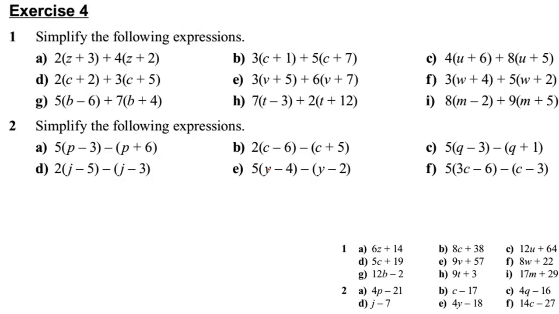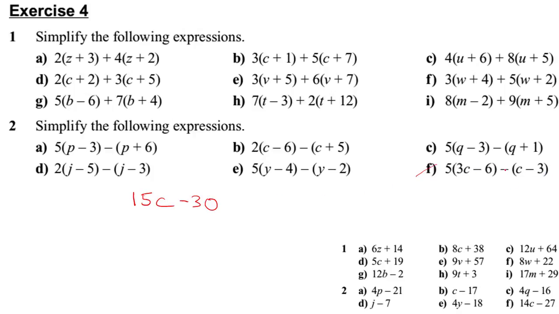Okay, so hope you've tried them. What I'm going to do now is really quickly do question F for you. Right, so opening the first bracket here, I've got 5 times 3c, which is basically 15c. Then 5 times negative 6 becomes negative 30, becomes minus 30. I've done the first bracket. Now I'm going to do the second bracket.